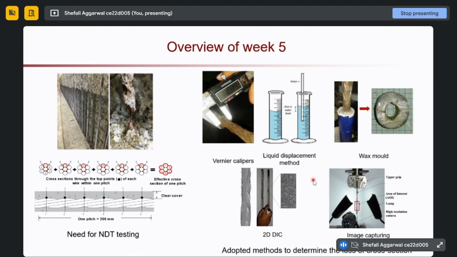Okay, and after that you might have studied other methods like the DIC method, in which we have white and black speckles. It will measure mostly the stress and strain. And then the image capturing. Image capturing will tell about the different stress levels on the rebar at different points. Is this part clear to everyone?